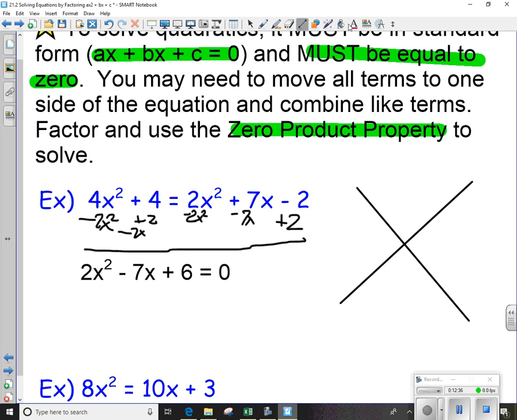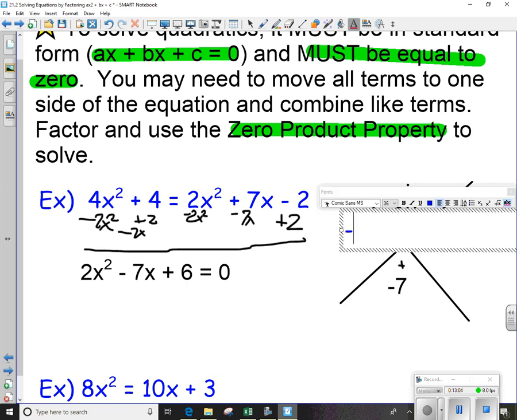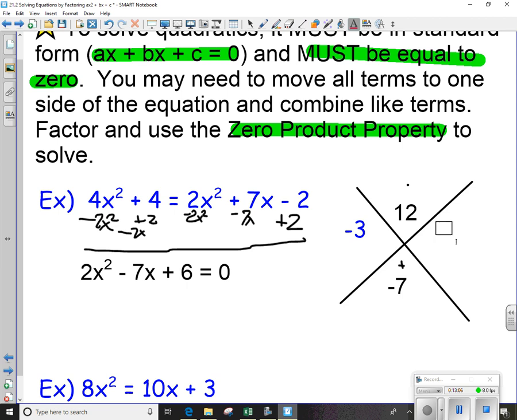So I'm going to set both of these here in this case. Oops, remember you're doing your A times your C. So 2 times 6 is giving me the 12. My B value is negative 7. And now again, I'm finding those numbers that multiply to give me 12, that add together to give me negative 7. Maybe some of you thought about it and figured it out already. It would be negative 3 and a negative 4.